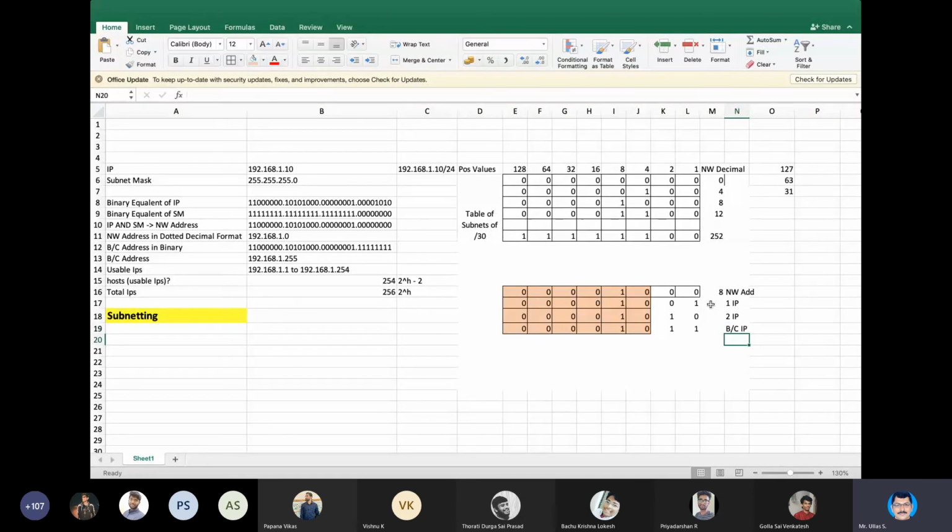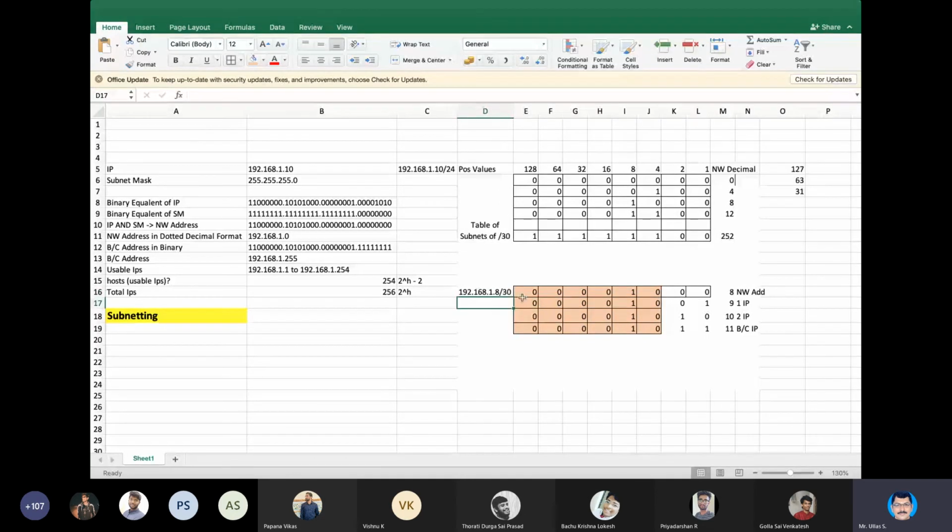And what is the binary equivalent of this? This is 9, this is 10, this is 11. So in this network, the network address I will write like this: 192.168.1.8/30. Have you understood now? See where the 1.8 has come from? Got it?